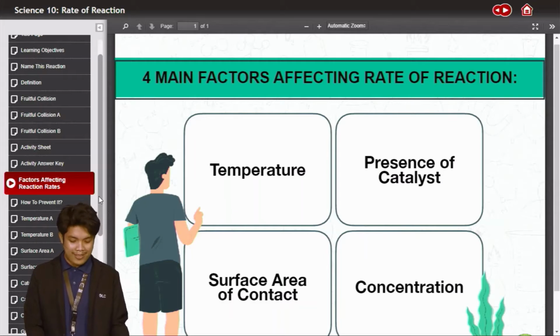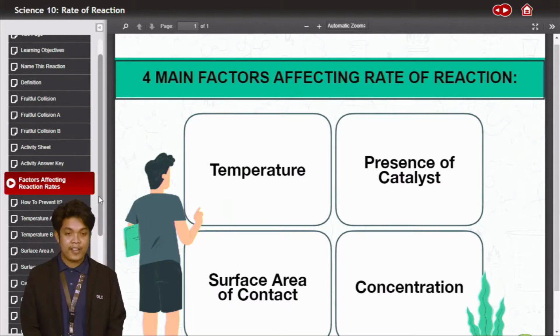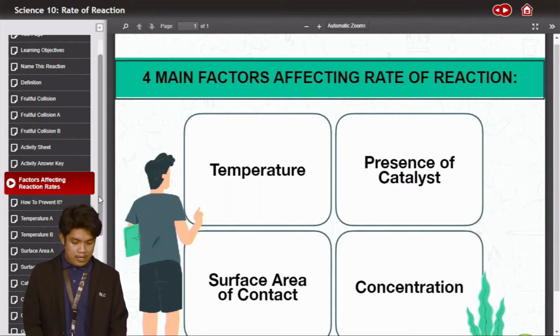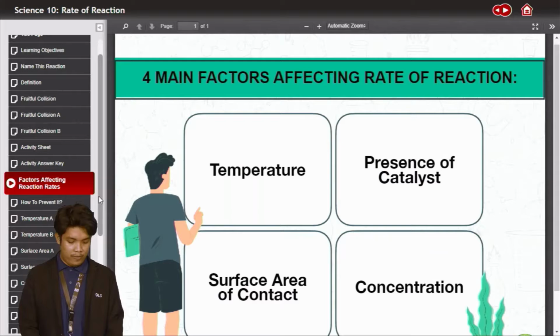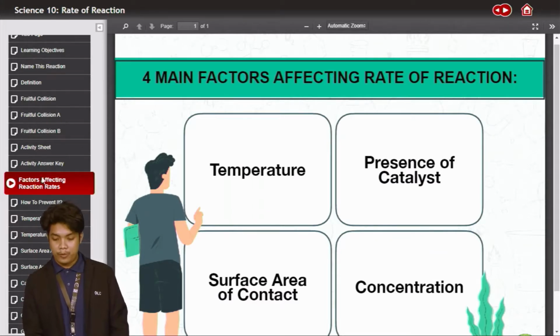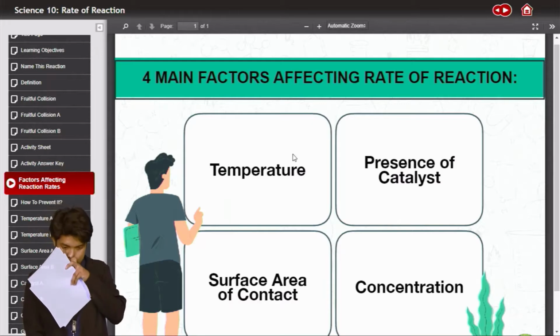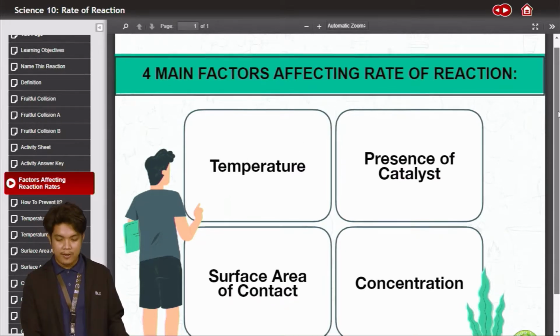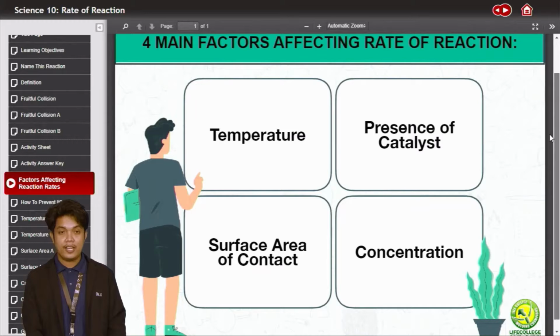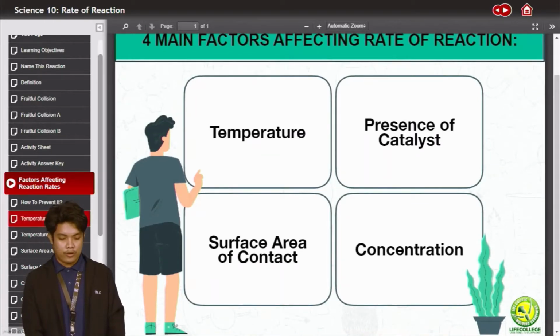Let's talk about how these principles explain how different reactions happen at different rates or speeds. As you said earlier, there are different factors affecting reaction rates. So the following are 4 main factors affecting the rate of reaction, which we will discuss. These are temperature, surface area of contact, the presence of catalyst, and the concentration.